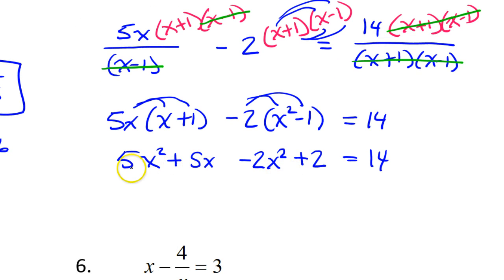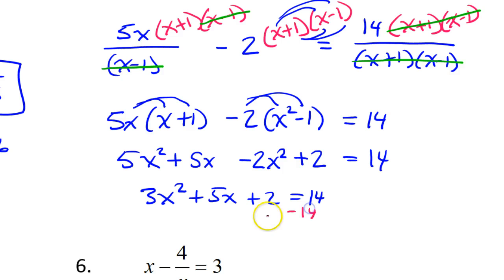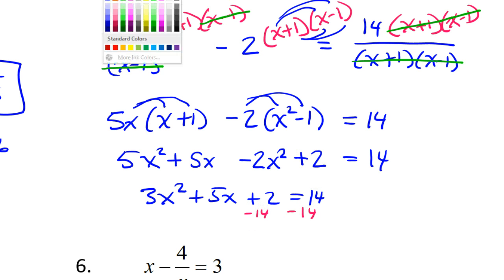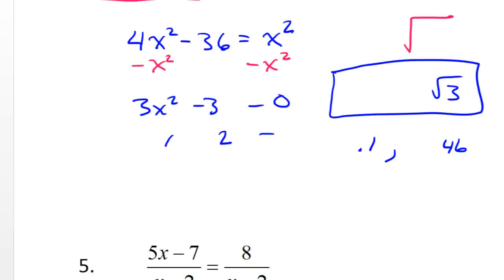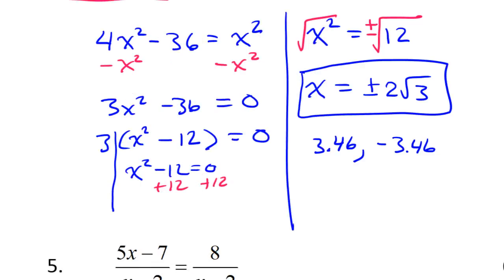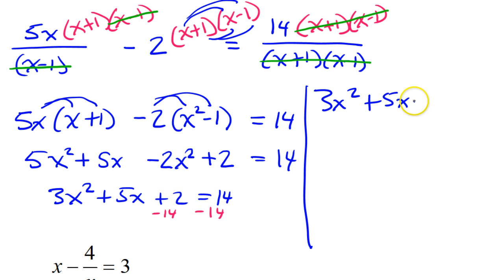And then I combine like terms. So 5x squared minus 2x squared, that's 3x squared. And then I have my 5x and my plus 2 equals 14. Subtracting 14 from both sides, that gives me, let's see, I'm going to need more space. That's negative 12.